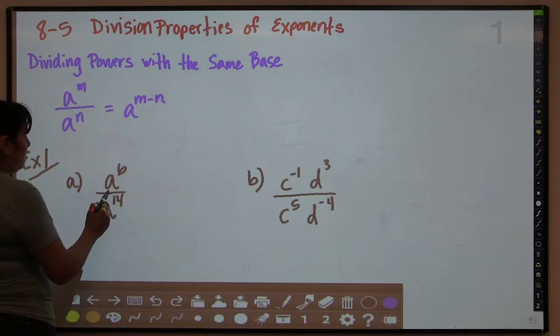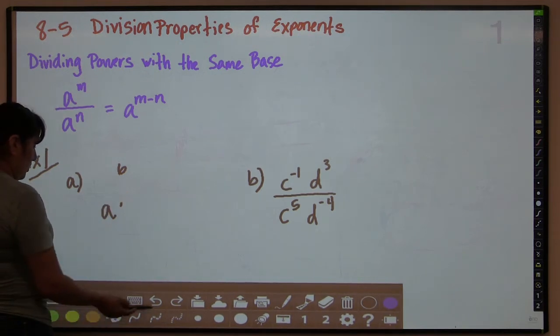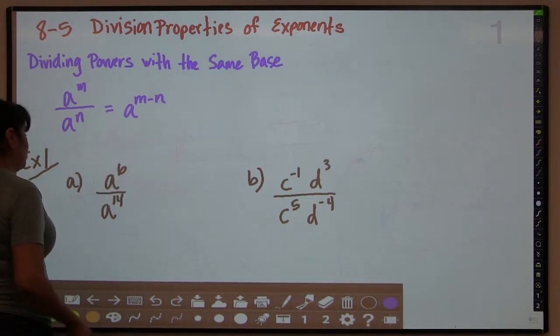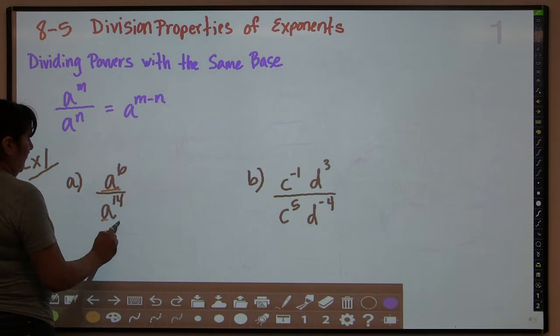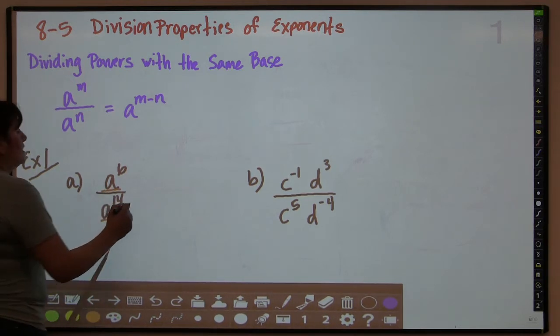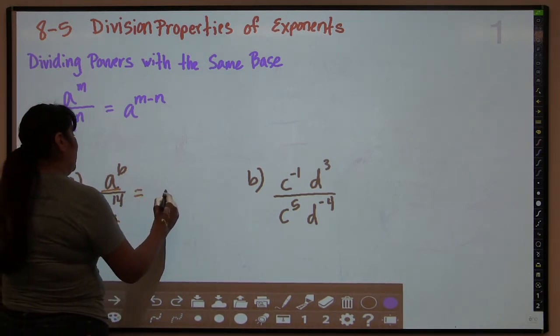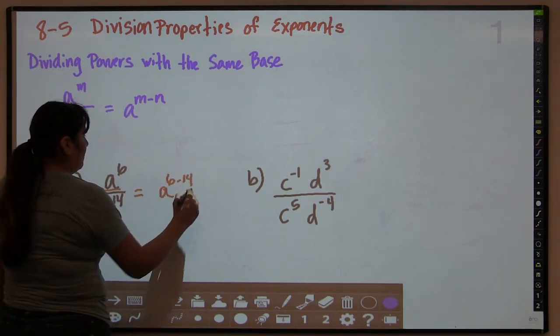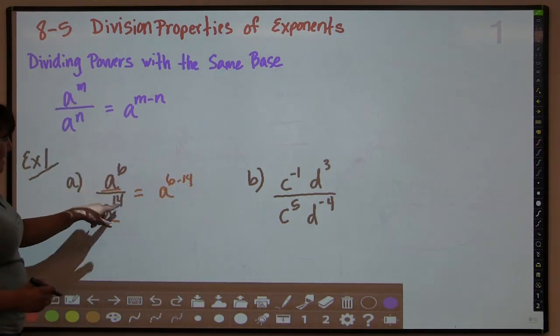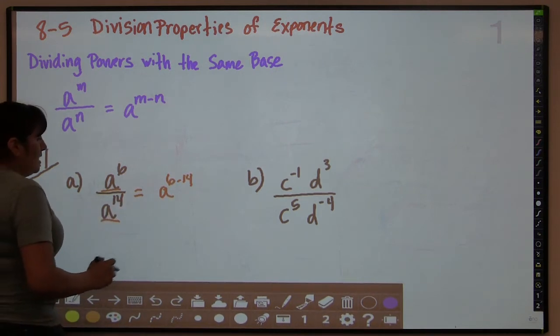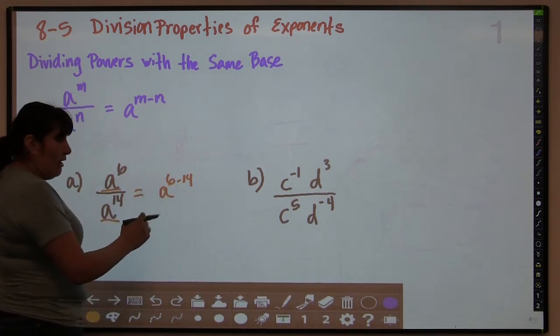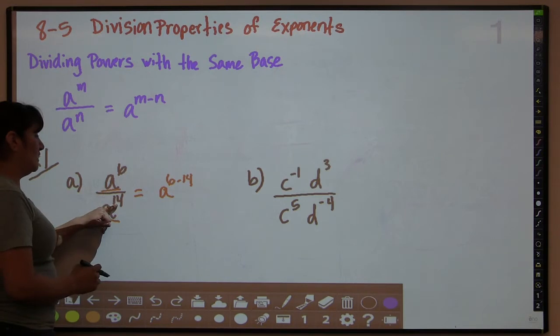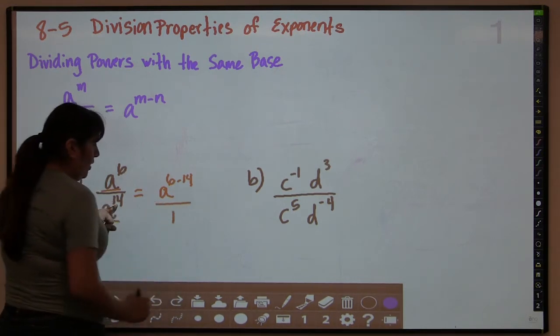So here we have the same base, A and A. Oops, that didn't work. Wrong eraser. We have A here and A here, so they have the same base. So we're going to take A to the 6 minus 14 power because I'm subtracting the 6 and the 14. Notice that I don't have a fraction right now. I'm just going to take the 6 minus the 14. You can put it over 1 if you want.